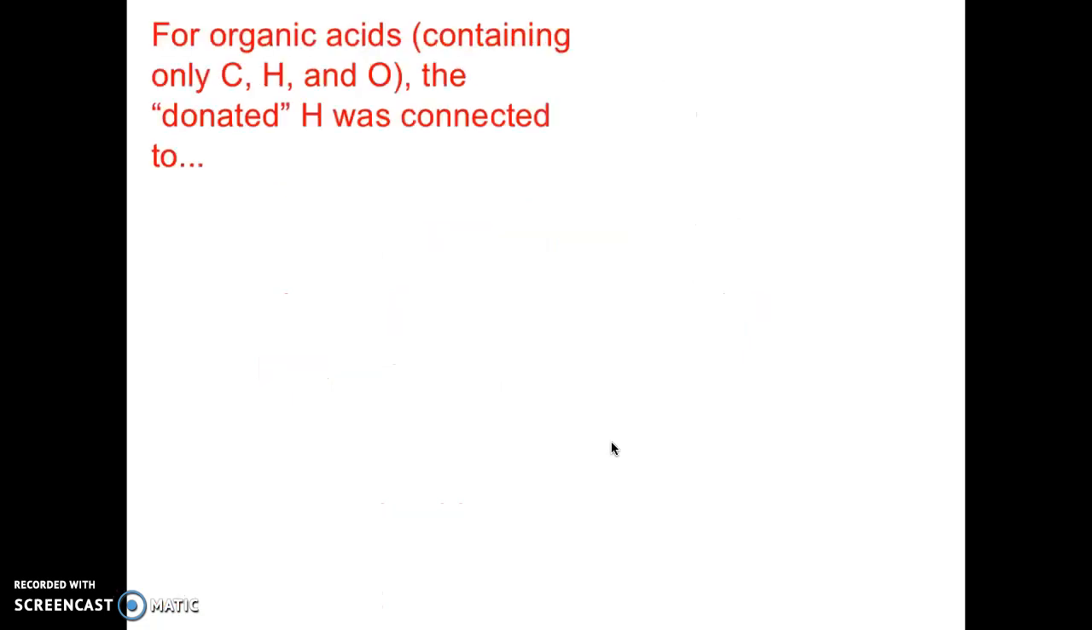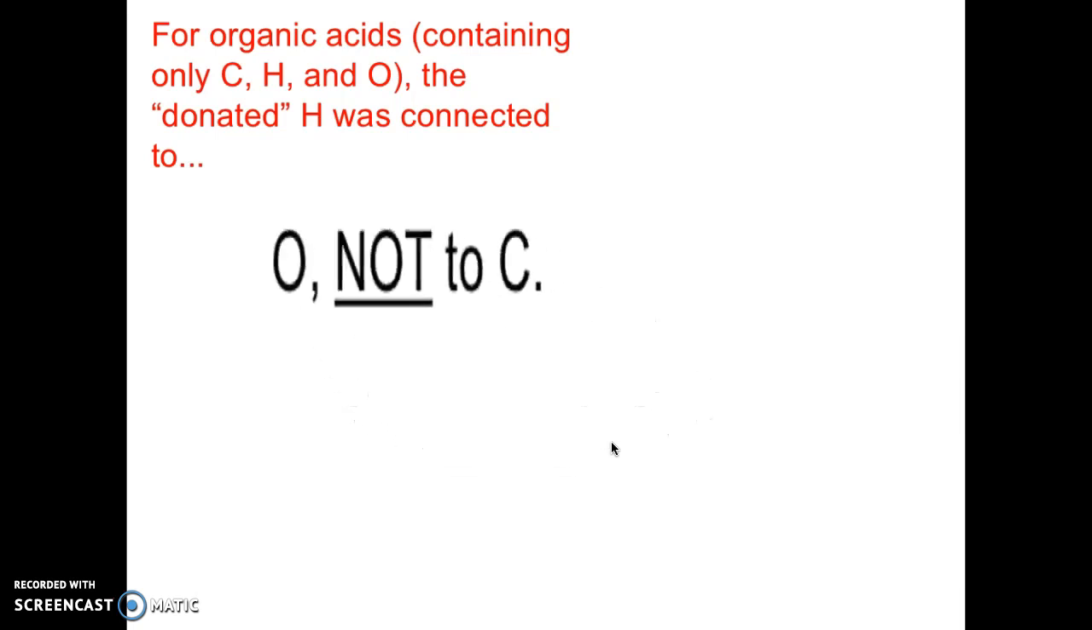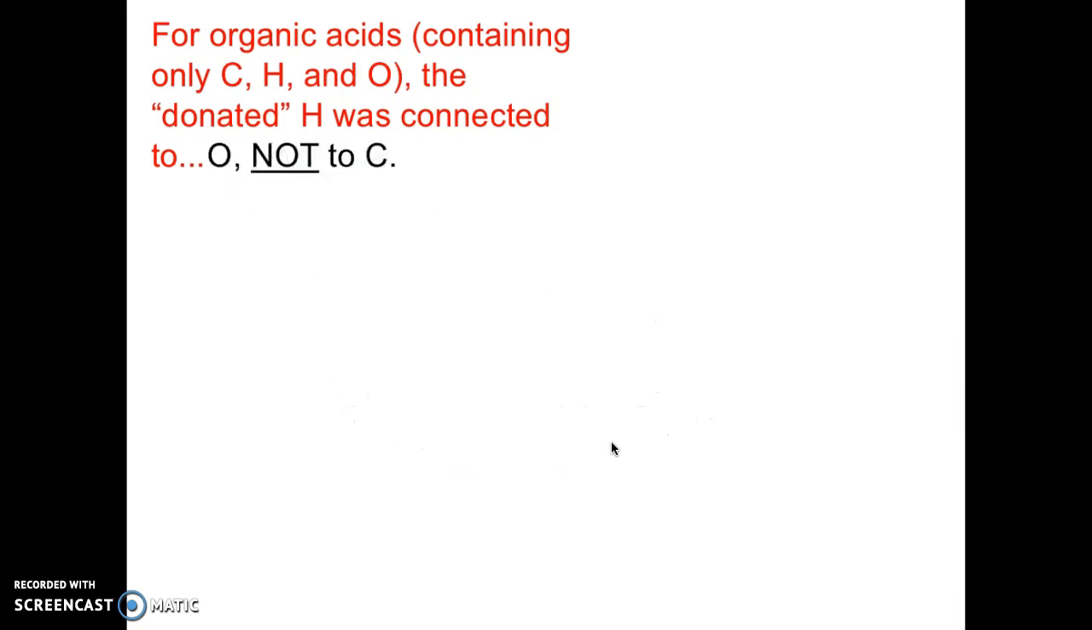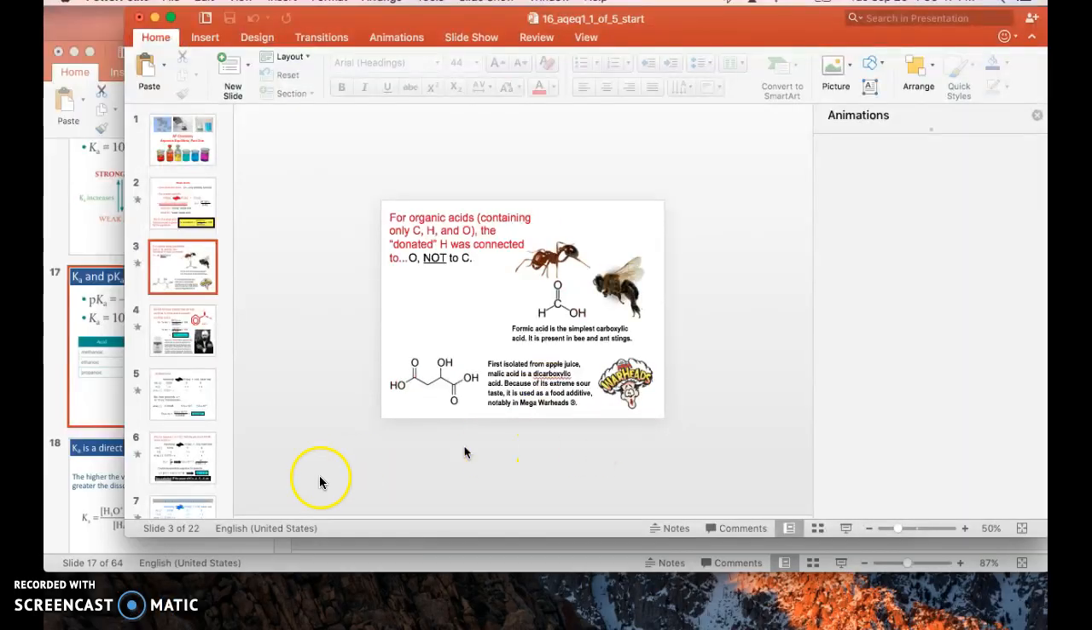So let's look at this. Oh, quick reminder, I'm glad this slide was here. When you're thinking about organic acids, anything that has CHO, the donated hydrogen is going to be the one that's connected to the oxygen, not to the carbon. Now this should make sense when you think about bonding, but just remember, a lot of people seem to pull the hydrogens from the carbons. They come from the oxygens, right? That's part of what makes this work.